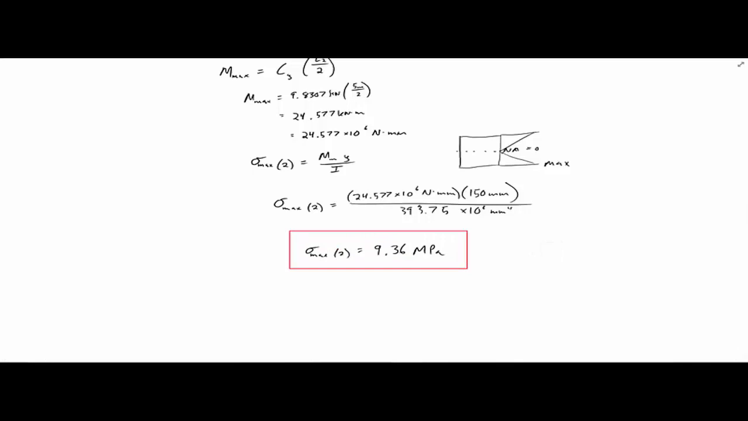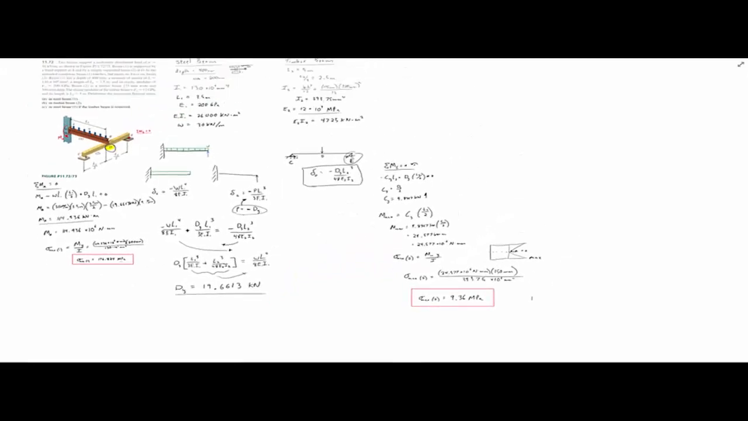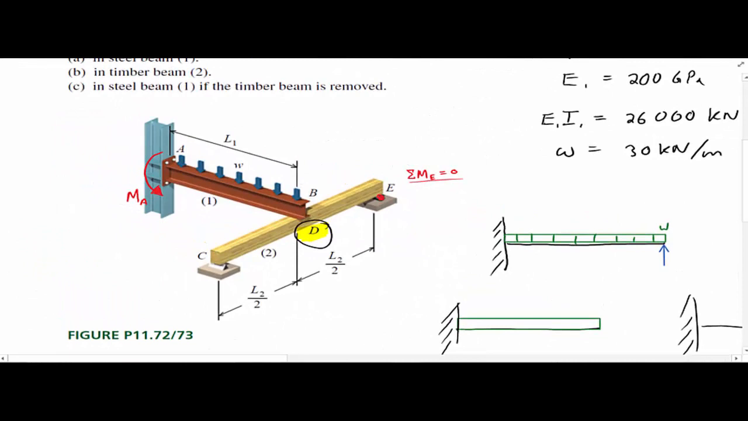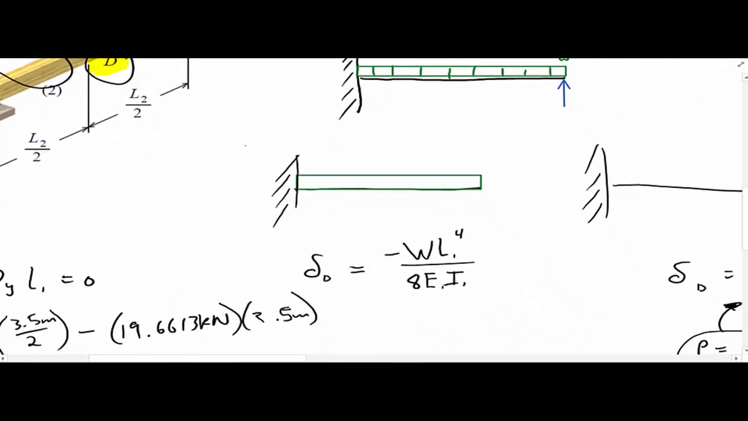Okay, so now part C asks, what if the timber beam was no longer there, right? So let me zoom in on our diagram here. So now the timber beam no longer exists. And what are we left with? If the timber beam no longer exists, then we just have a cantilever beam, right? All we have is this scenario here.